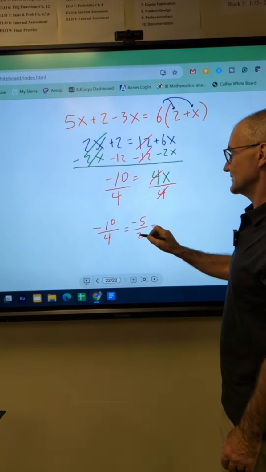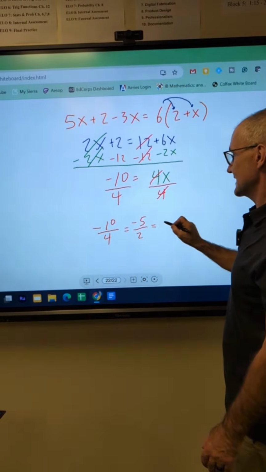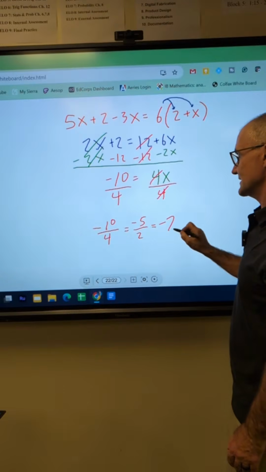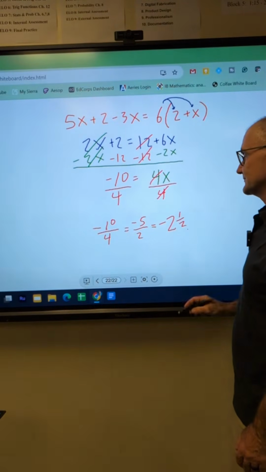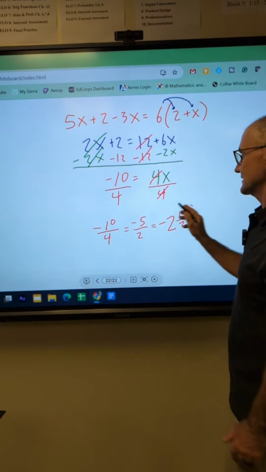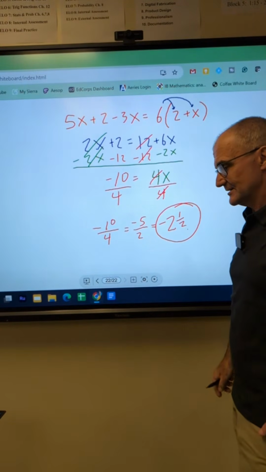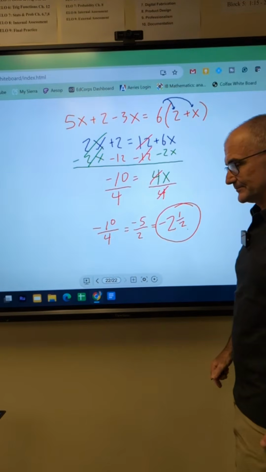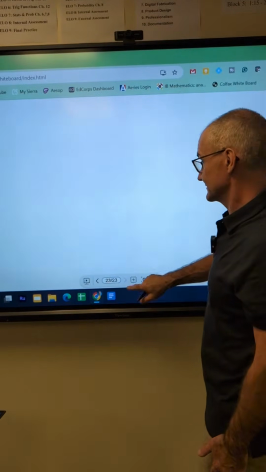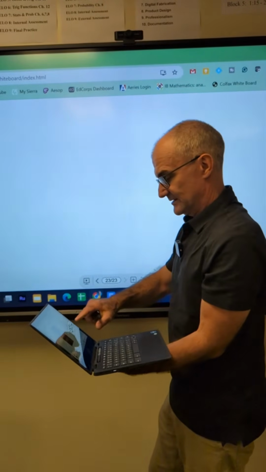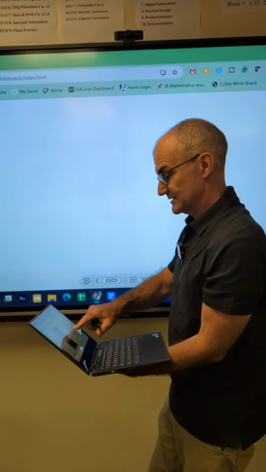Or, negative divided by a positive is a negative, I could turn it into a mixed number. 2 goes into 5 twice with 1 left over. These 3 are all equivalent. Most likely this will be the multiple choice answer there. Okay, turn the page. Any more questions here?